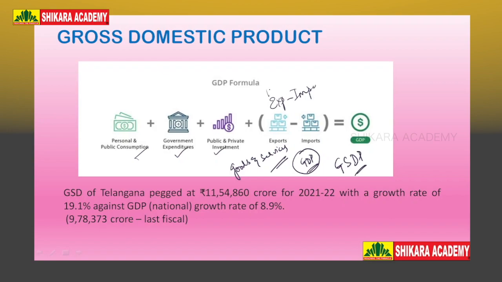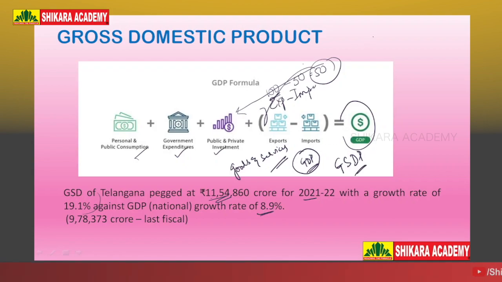If you export goods worth 100 rupees and you import goods or services worth 50 rupees, then the net export will be 100 minus 50, which is 50. So this 50 will be added to these amounts to calculate GDP. Now, the two most important points you need to remember here: the GSDP of Telangana was pegged at 11 lakh crore for the last fiscal year, with a growth rate of 19.1% against the national growth rate of 8.9%.